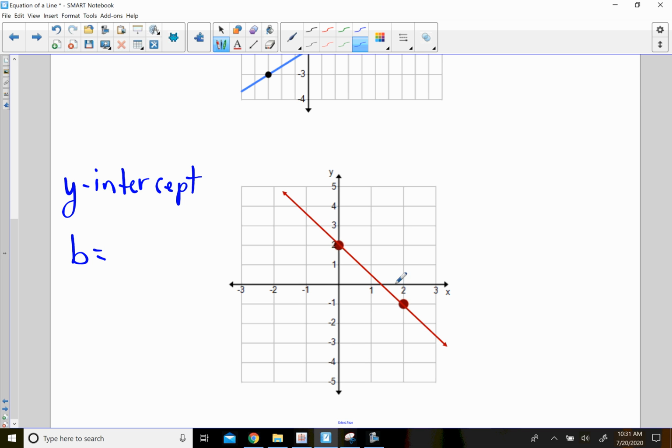So remember, you have an x-axis, which goes left to right, but we want to use the y-axis. The y-axis intersects the line that is graphed right here when y is worth 2. So the y-intercept is 2. So whenever you're looking for the y-intercept, you're looking for where the y-axis and the line that is drawn cross or intersect.